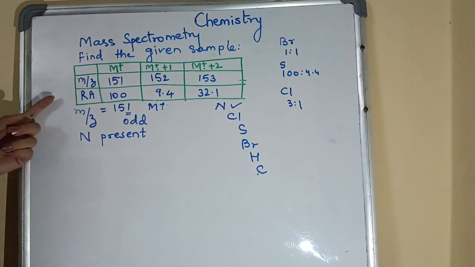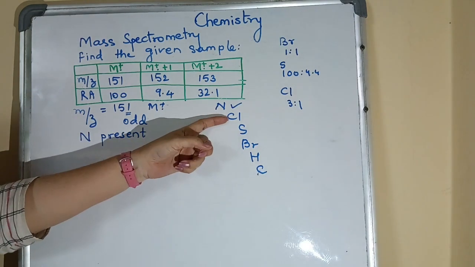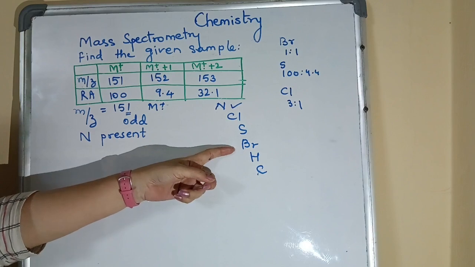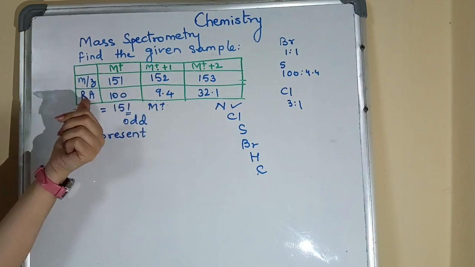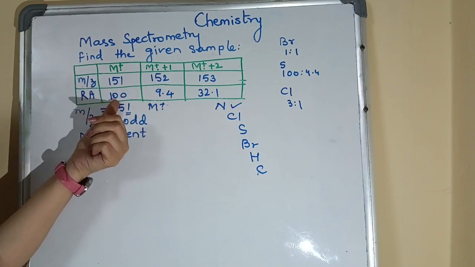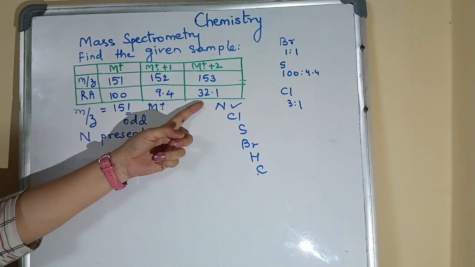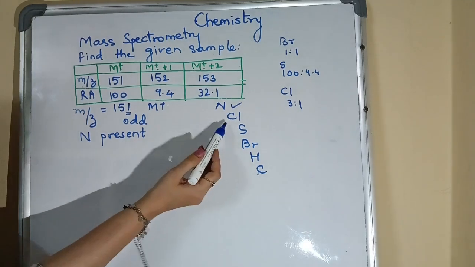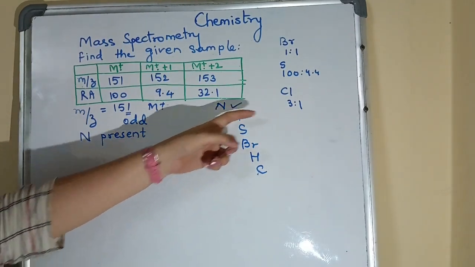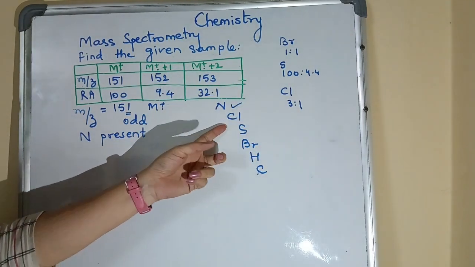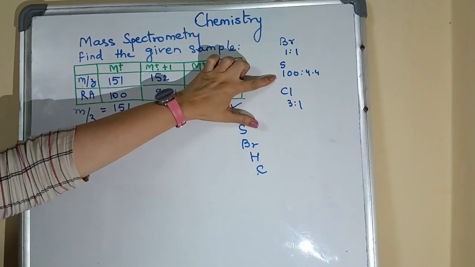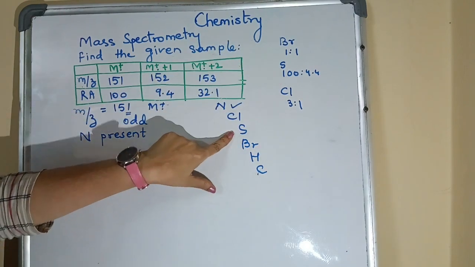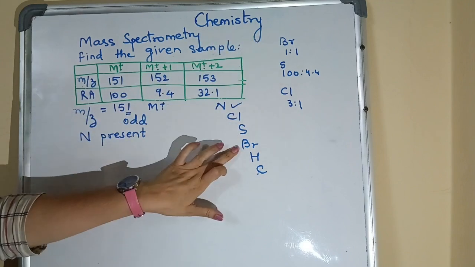Now let us see whether chlorine is present. To find out chlorine, sulphur or bromine, the same formula applies. That is relative abundance of M plus dot peak and M plus dot plus 2 peak. Their ratio we have to find out. If the ratio we get 3:1, it means chlorine is present. If we get the ratio as 100:4.4, sulphur is present. If the ratio is 1:1, bromine is present.